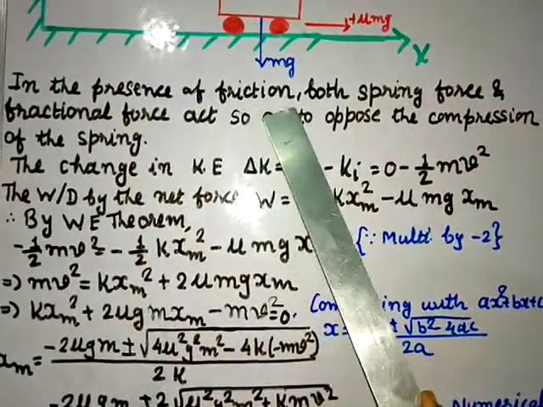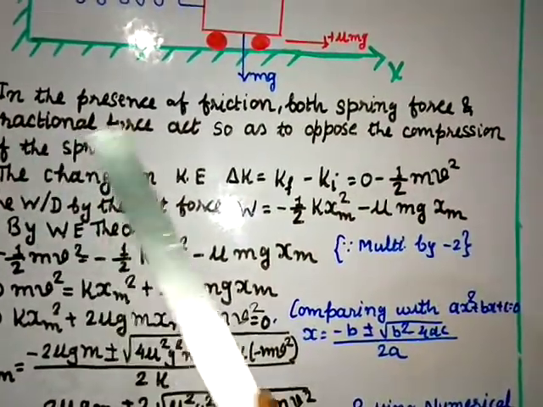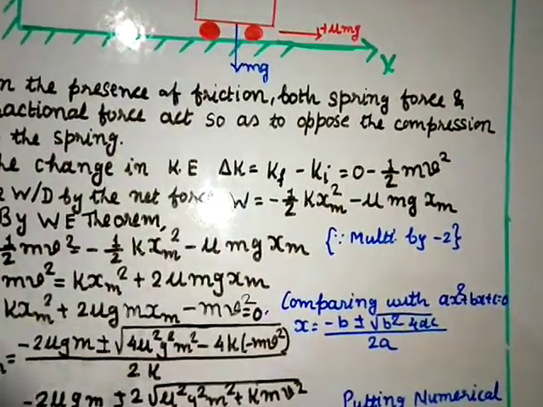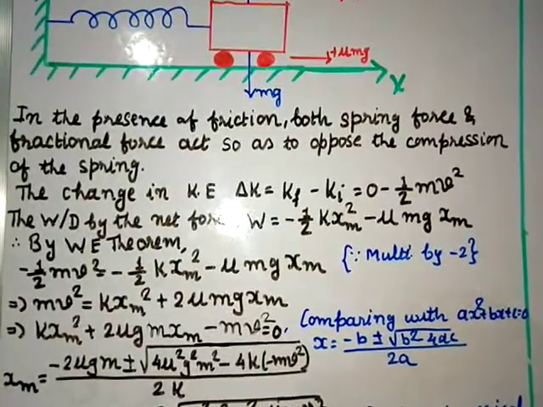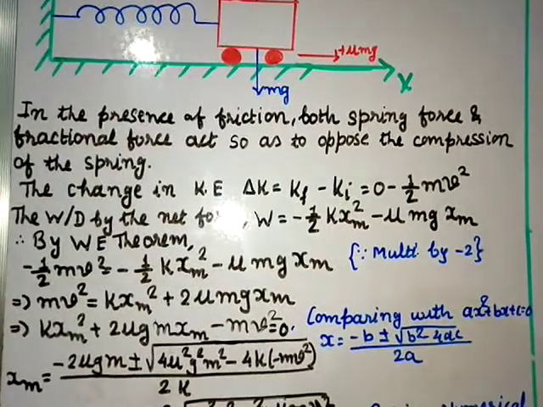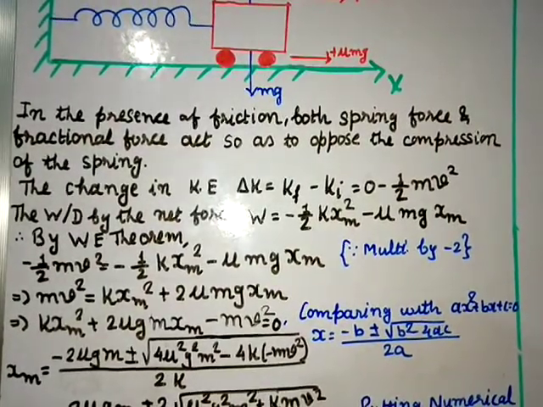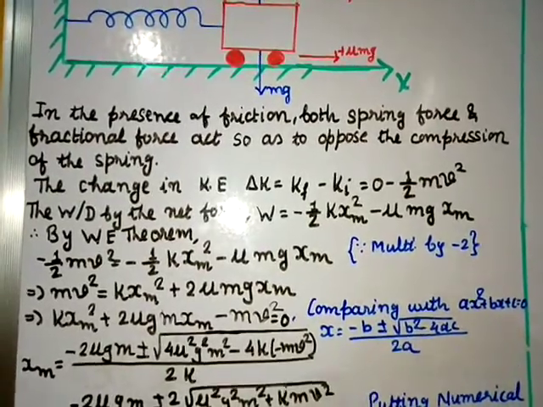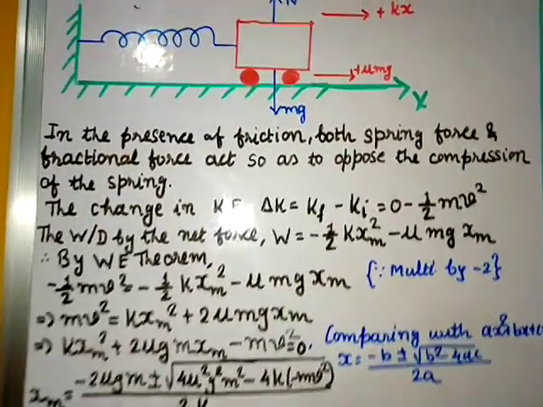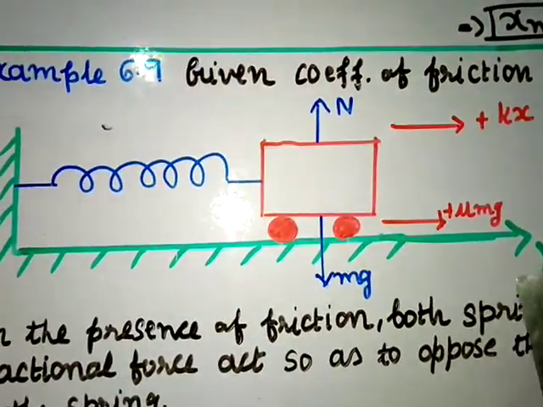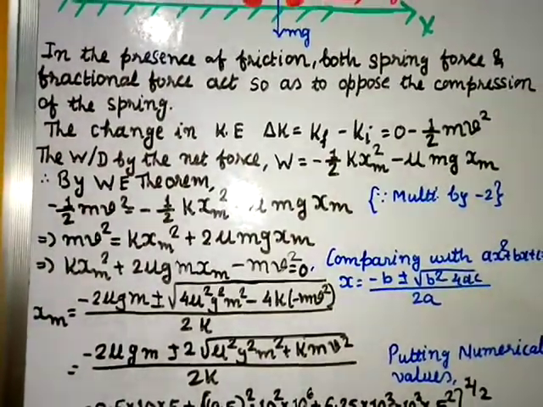In the presence of friction, both the spring force and the frictional force act so as to oppose the compression of the spring. Here we are given a coefficient of friction mu, which means there is a presence of friction. So both the spring force and the frictional force oppose the compression of the spring, because of the presence of the frictional force.